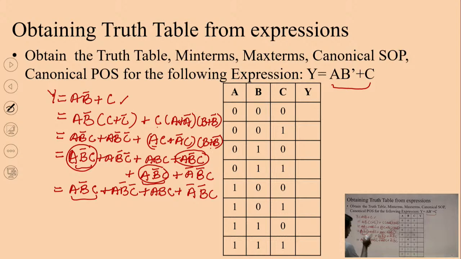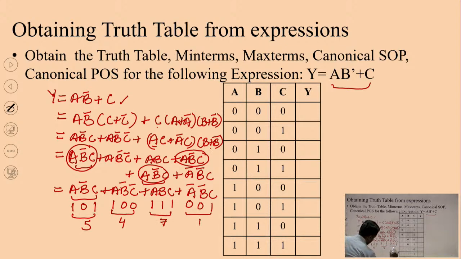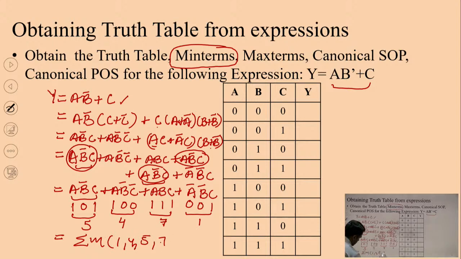Now in this canonical SOP expression, I am replacing the non-bar term with 1 and the bar term with 0. Similarly here: 1 0 1, 1 0 0, 1 1 1, 0 0 1. Okay, so now 1 0 1 is equivalent to 5, 1 0 0 is equivalent to 4, 1 1 1 is equivalent to 7, 0 0 1 is equivalent to 1. So I can simply write the minterms from this expression, which will be 1, 4, 5 and 7. Needless to say, if these four are my minterms, then the remaining ones will be my maxterms.